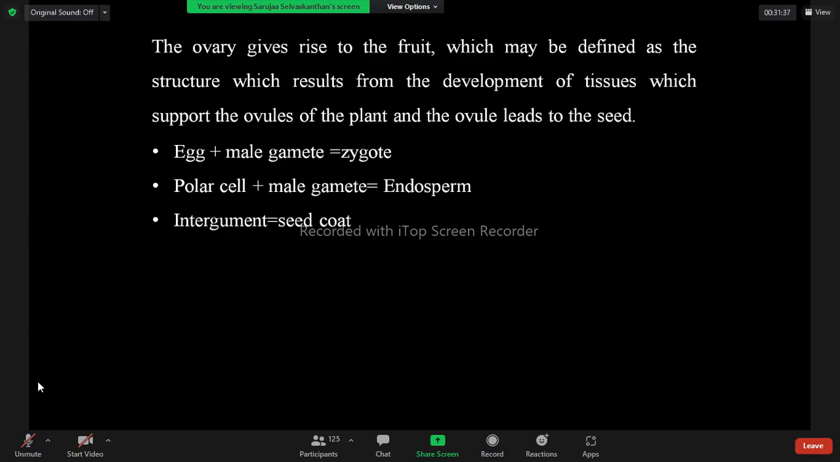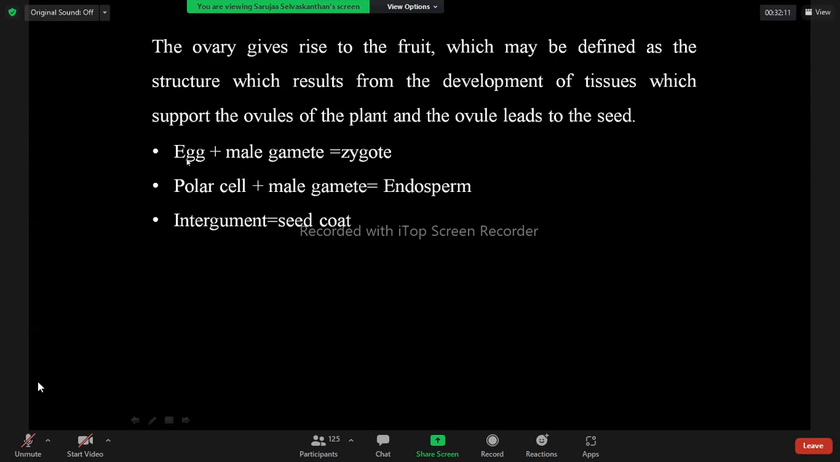Okay, the ovary gives rise to the fruit, which may be defined as the structure which results from the development of tissues which support the ovule of the plant, and the ovule leads to the seeds. Right? So from that, the fruit starts to develop. Fruit is defined as a structure which results from the development of tissue which supports the ovules of the plant, and the ovule leads to the seeds, right?